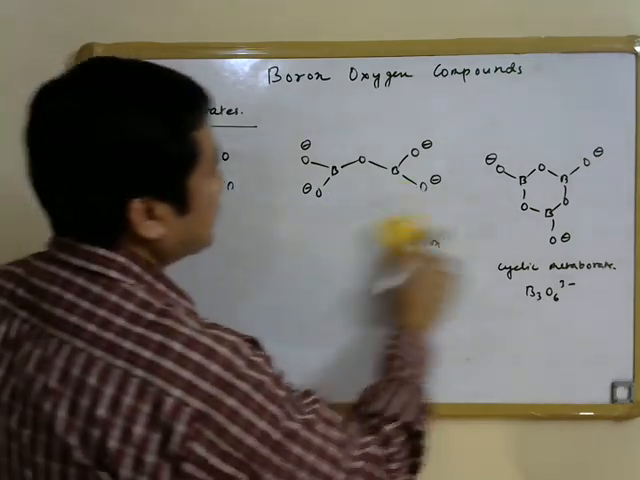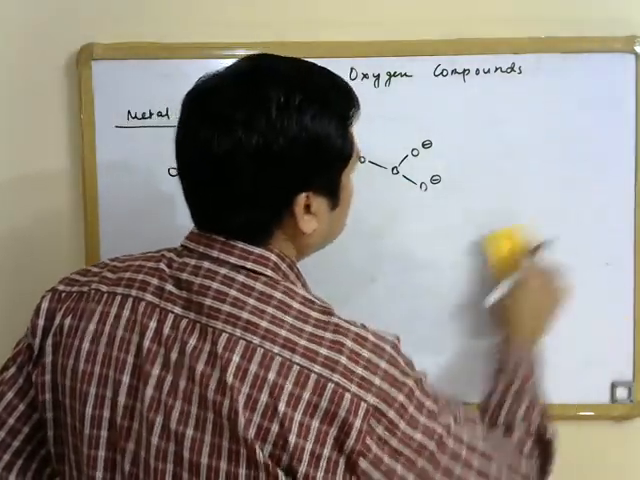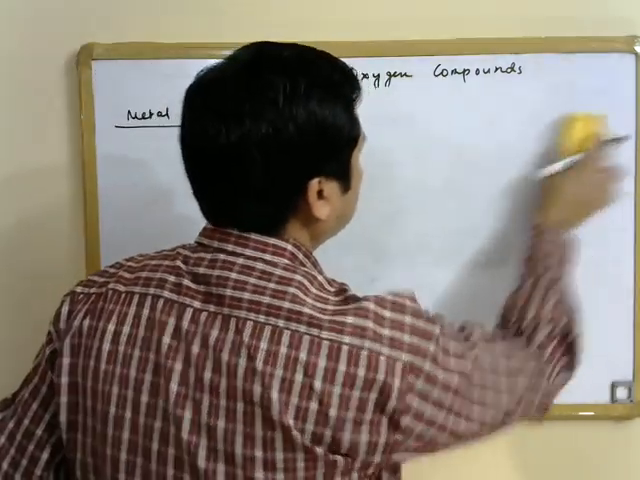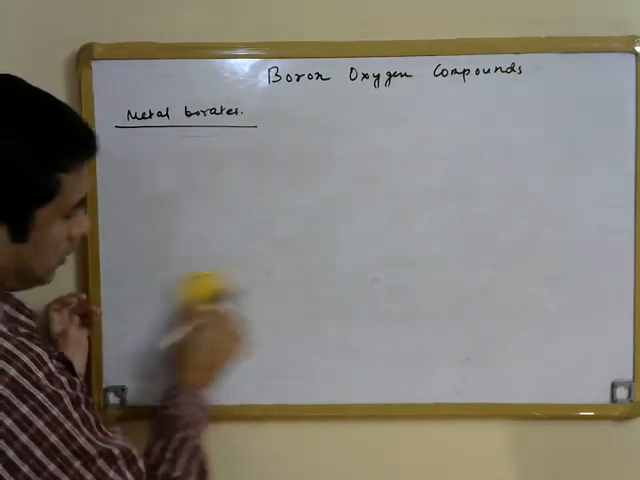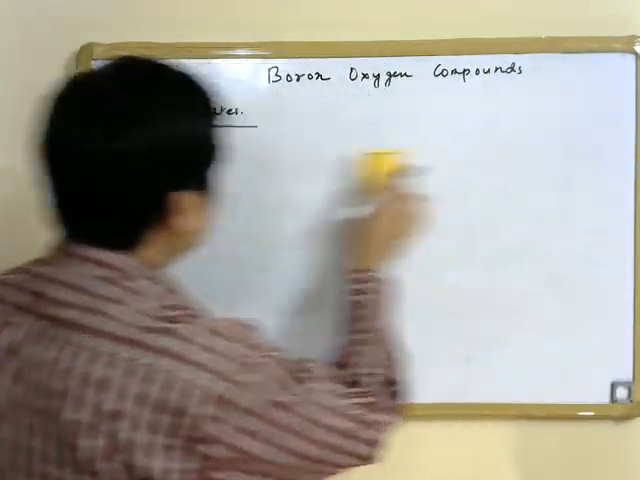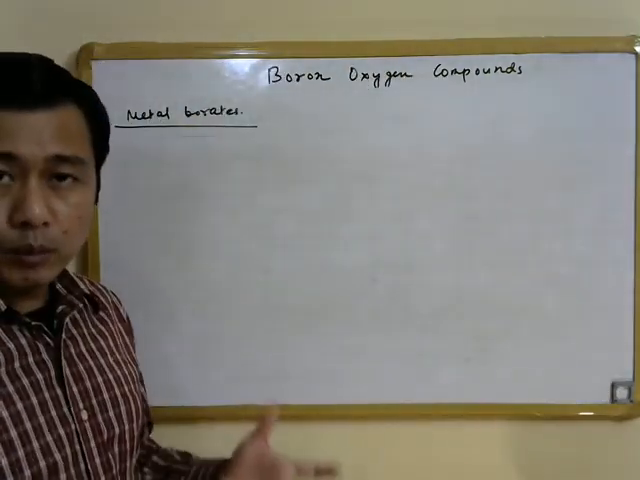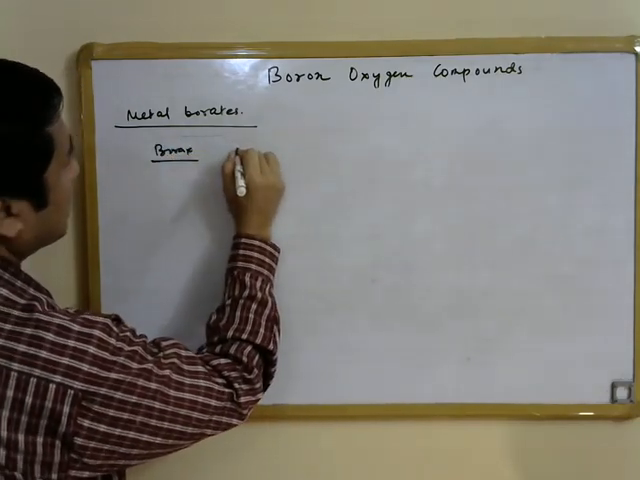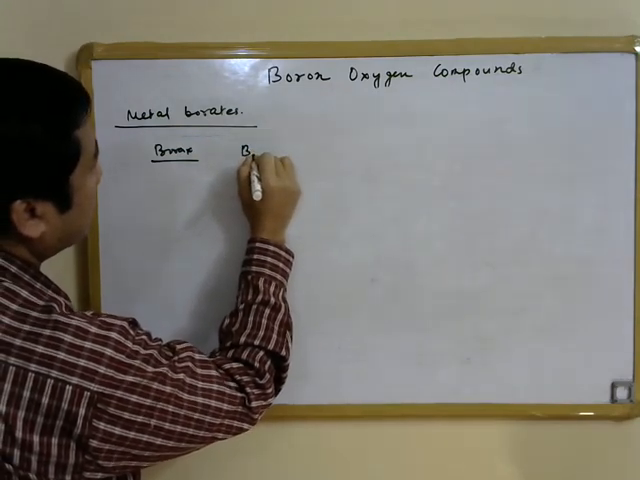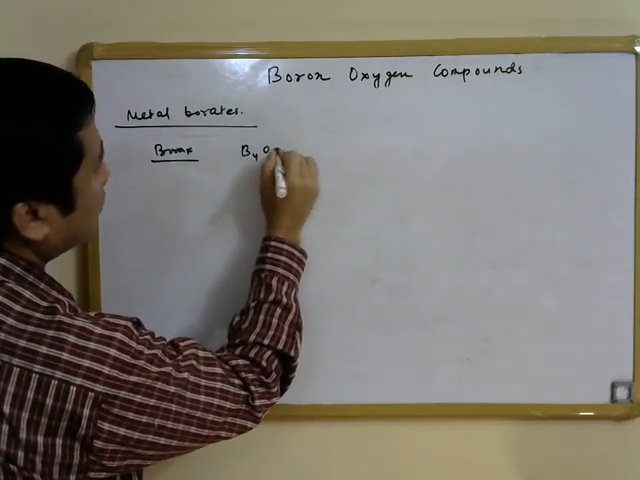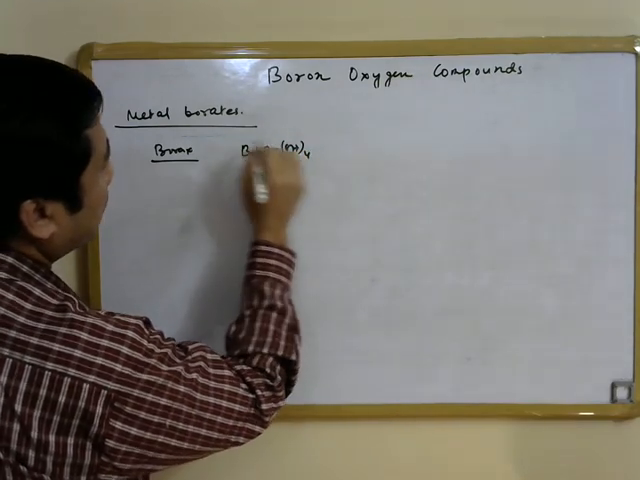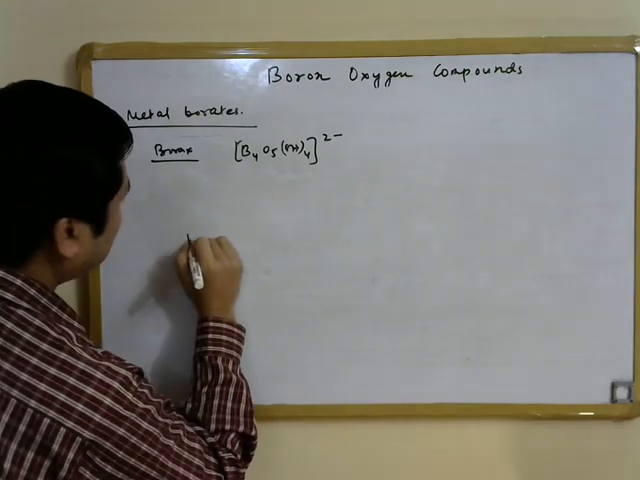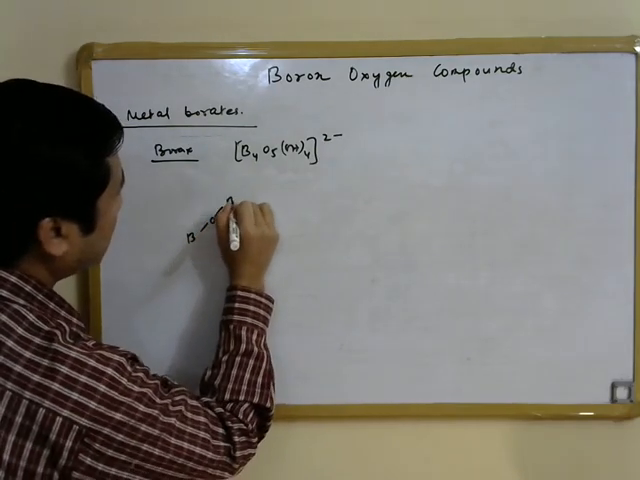So we also have borates with 4 oxygen atoms attached to the boron center, and one such example is the borax ion. We have seen the formula of the borax ion, B4O5(OH)4 2 negative, and the structure of the borax ion is very interesting.